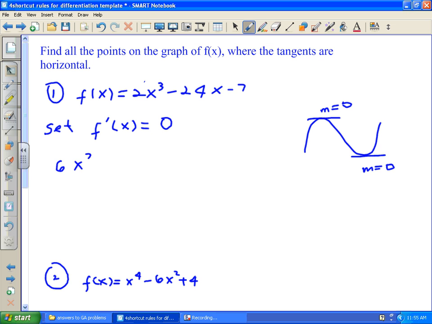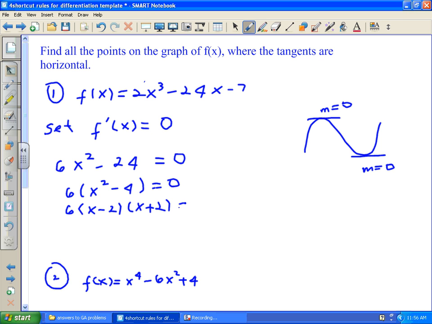6x squared minus 24. We're going to set that equal to 0. Several ways to solve it. Let me factor out 6. Factor out further. Okay, normally you set each of the factors equal to 0, while 6 cannot be equal to 0. So if you set the other two factors equal to 0, you will get plus or minus 2.